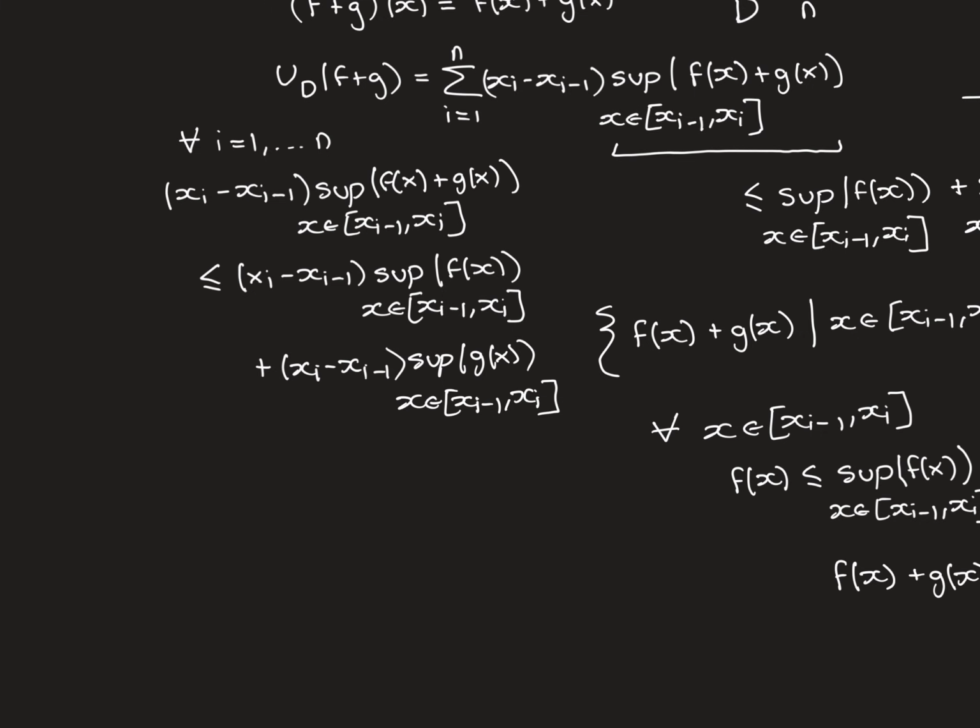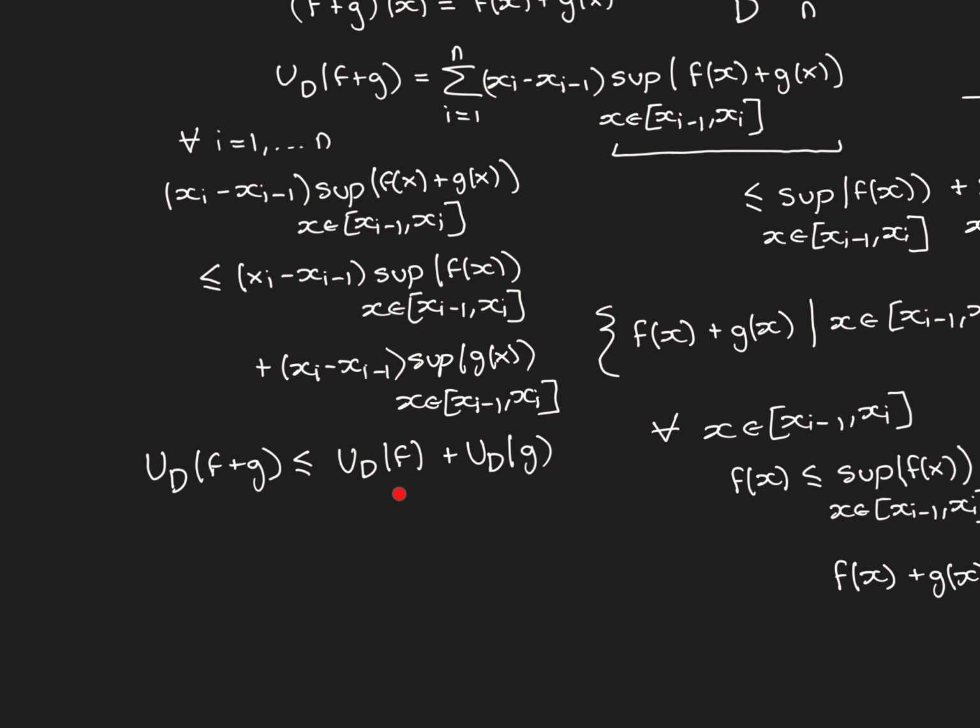But of course, when you sum all of these from i equal to 1 to n, that is the definition for the upper Riemann sum of f plus g over our dissection D. So we'll get that the upper Riemann sum of f plus g over our dissection D is therefore less than or equal to, and then we've got these two separate sums, the sum of this from i equal to 1 to n, which is of course the upper Riemann sum over the dissection D of f, and then the sum of this from i equal to 1 to n, which is of course the upper Riemann sum over the dissection D for g.